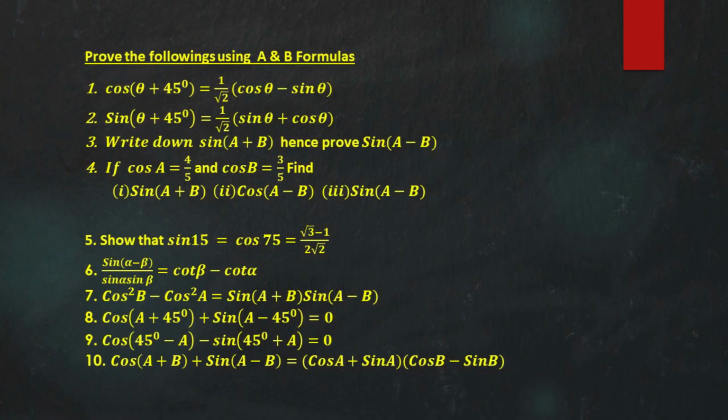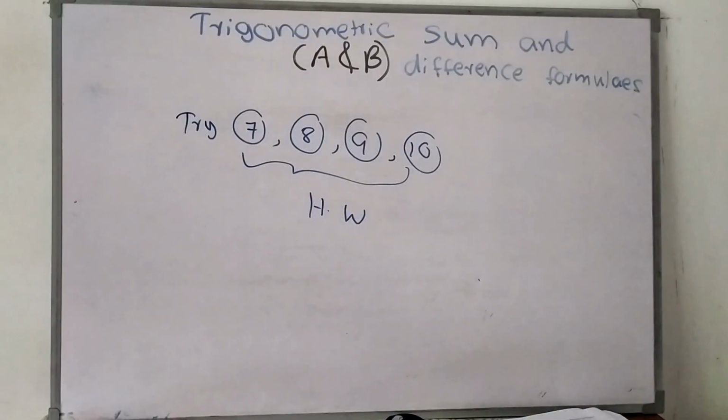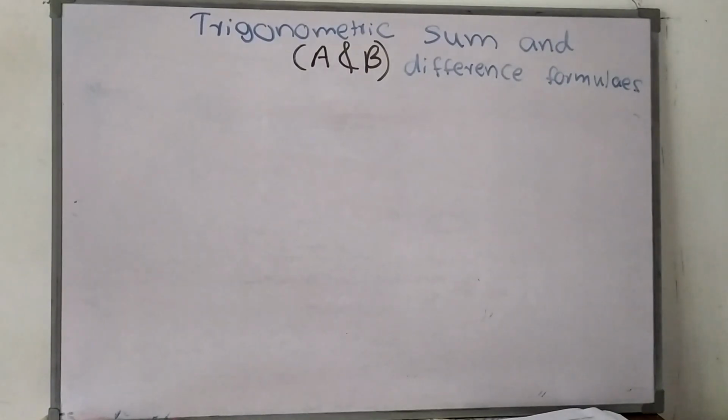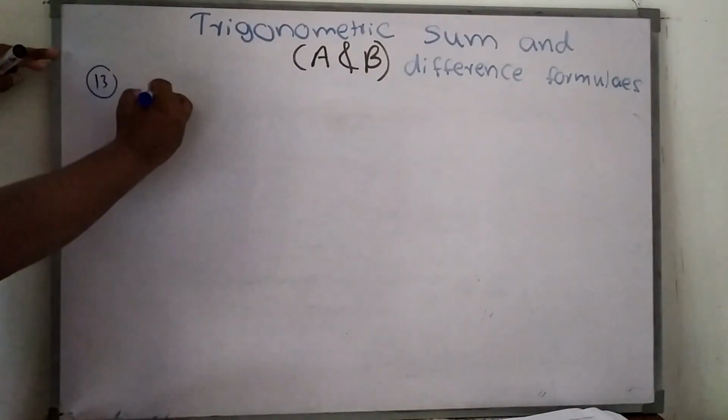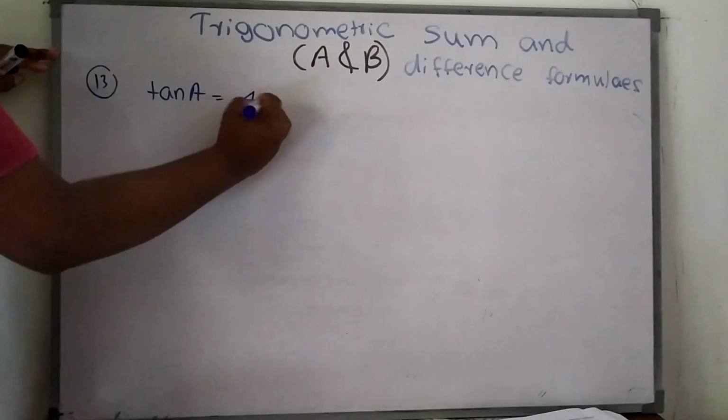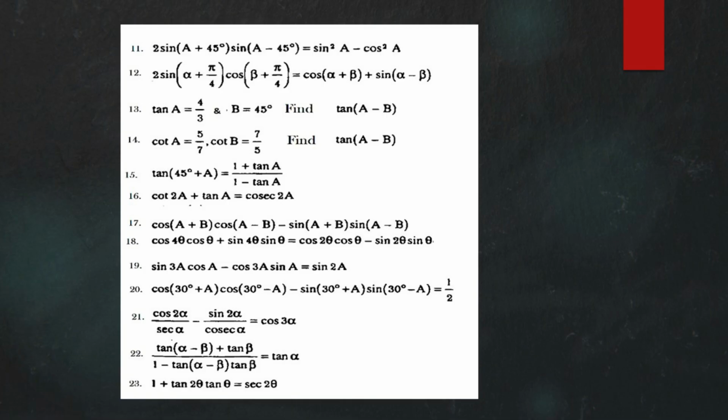Okay children, so now you can try 7, 8, 9, 10 all as a homework. Okay children, let's move to the 13th question, right? Tan A equal 4 by 3, B equal 45 degree. So we just need to find tan A minus B.